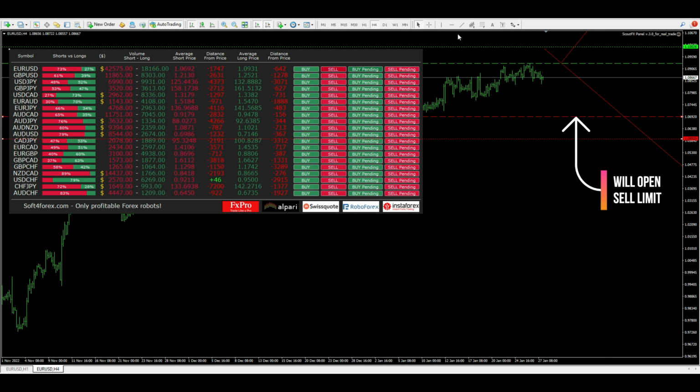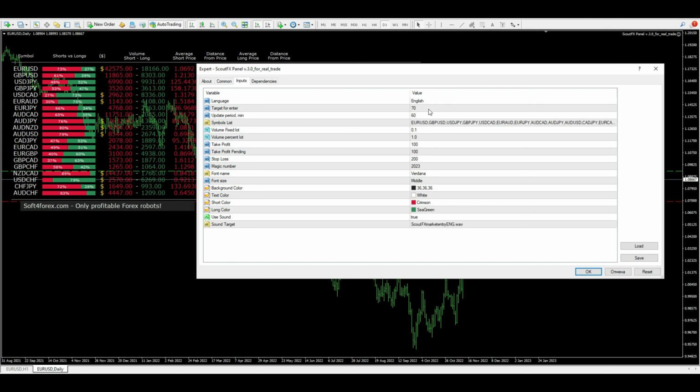Let's move on to an overview of the ScoutFX trading panel settings. On the ScoutFX panel next to the name of the currency pair, if there is a signal to enter the market, dollar signs appear. This means that the volumes of open positions in the market, by instrument, have reached the value specified in the settings.